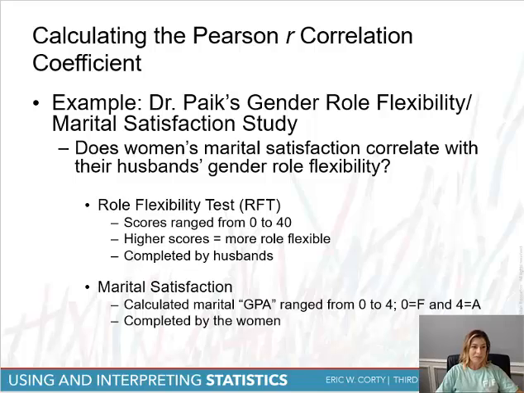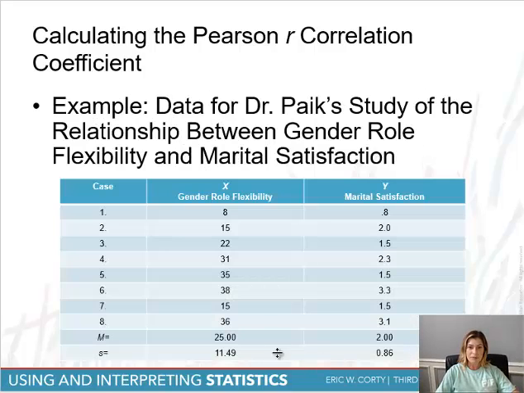All right, so let's look at the data. There were 8 couples altogether, so 8 cases, and gender role flexibility by the male, which is X. We have their values, and these are not necessarily in order. One person was an 8, high score is 38, but what you see is that the mean score for gender role flexibility was a 25, and the standard deviation was 11.49.